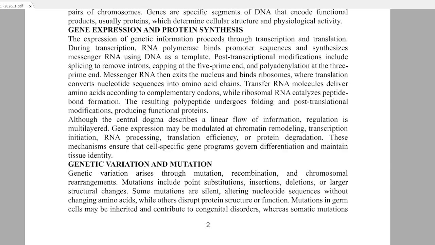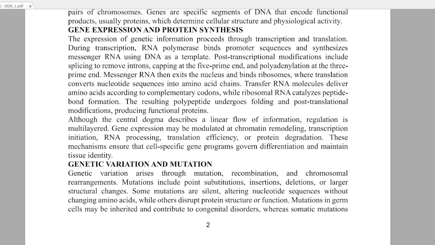Genetic variation and mutation. Genetic variation arises through mutation, recombination, and chromosomal rearrangements. Mutations include point substitutions, insertions, deletions, or larger structural changes. Some mutations are silent, altering nucleotide sequences without changing amino acids, while others disrupt protein structure or function.